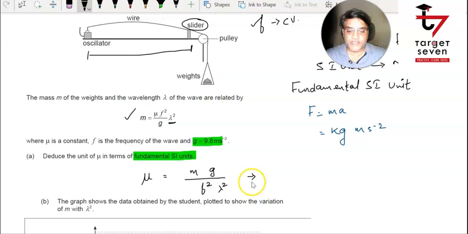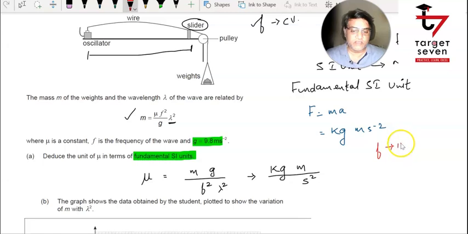The SI unit of m, mass, is kg. g is acceleration due to gravity, therefore that will be meter per second square. Frequency, the SI unit of frequency here, we need to understand it is a hertz, which can also be written as per second. Here it is frequency squared, so I would prefer writing that as per second square. And then finally lambda square. Lambda is measured in meters, so that will be meter square.